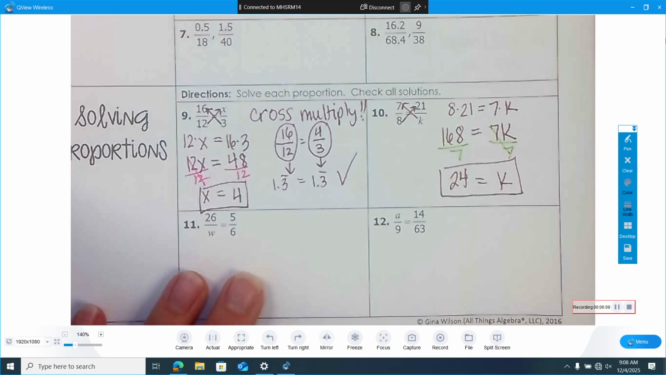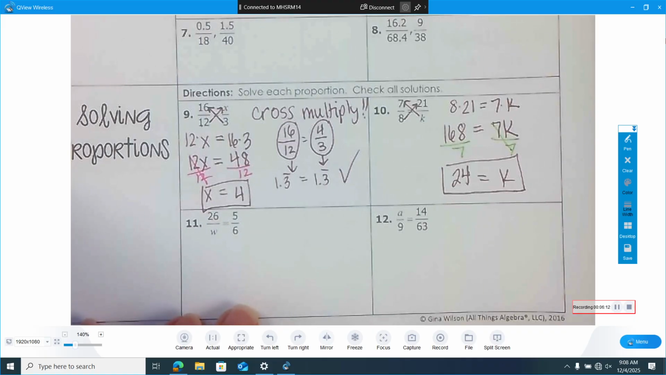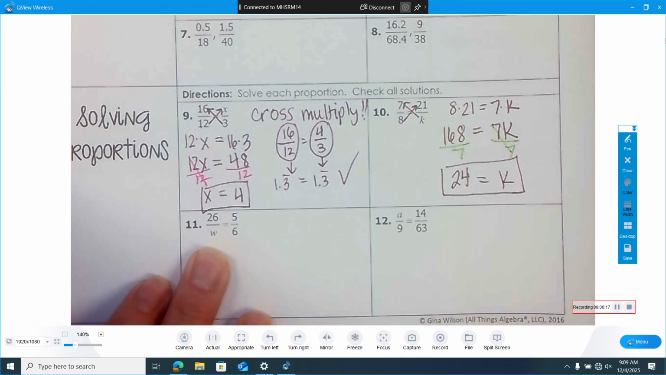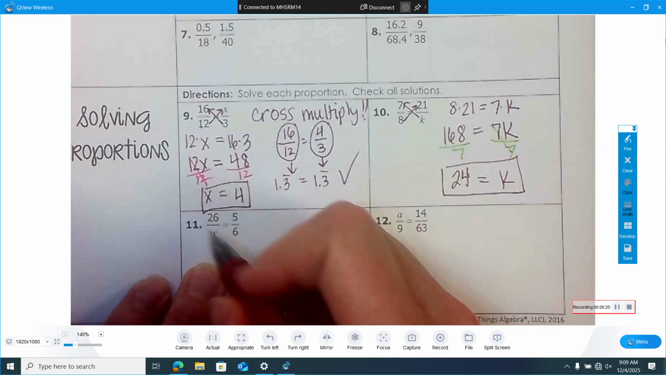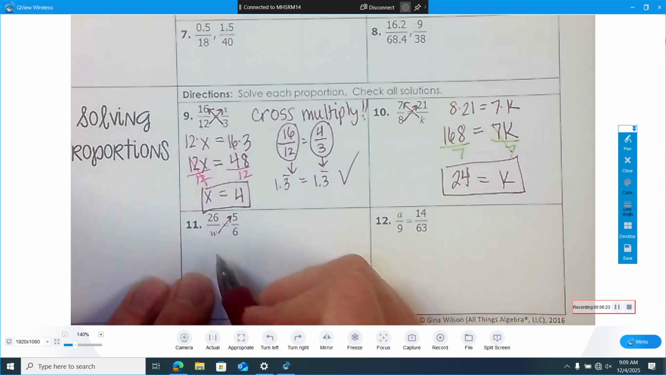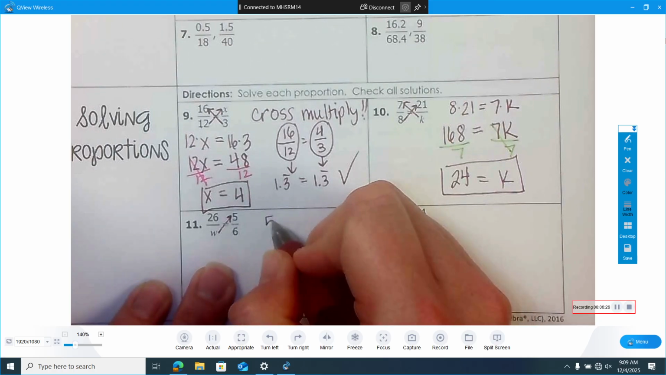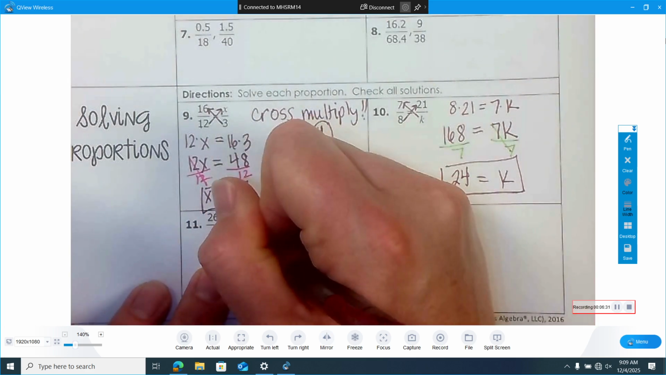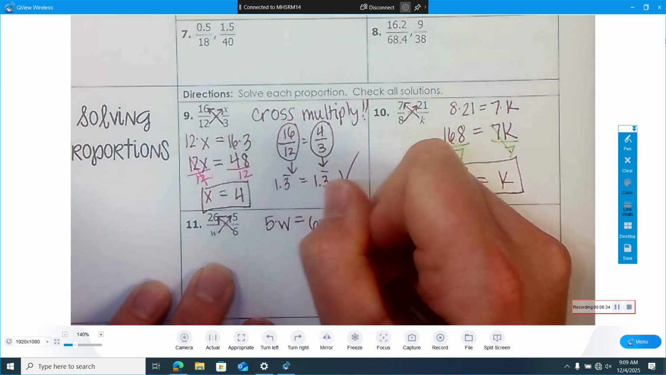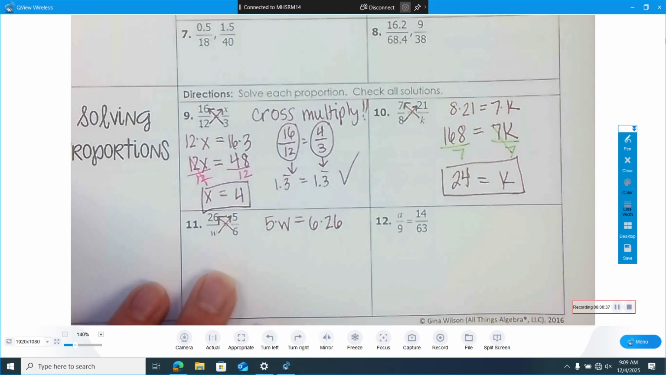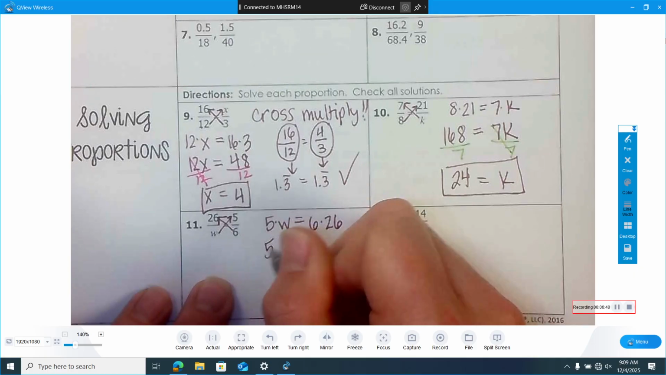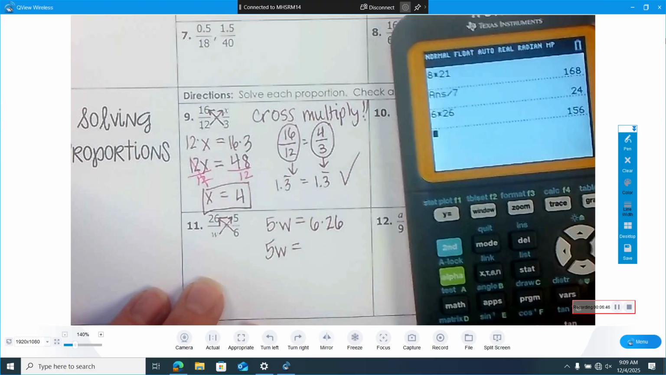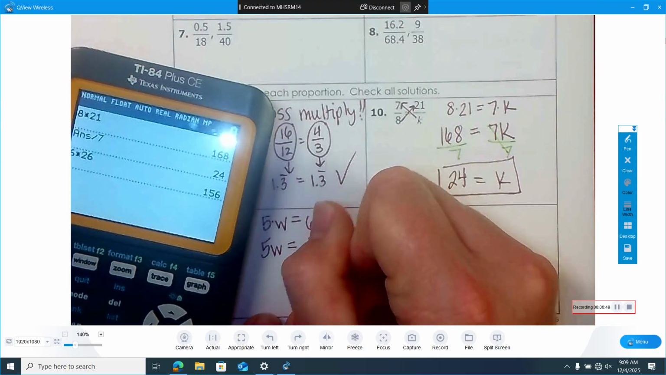Let's look at number 11. How are we going to solve this proportion? Cross multiply. Very good. All right, so I'm going to multiply W times 5. What should I write down? W times 5 or 5 times W. And I'm going to multiply the 6 times 26 or 26 times 6. The order does not matter. 5 times W is simply 5W, but I have no idea what 6 times 26 is. Thank God for calculators. 156.